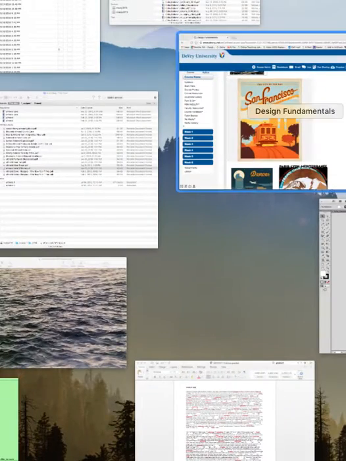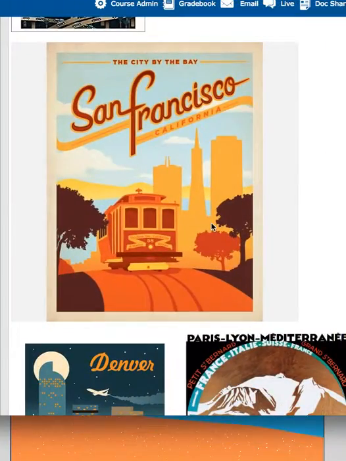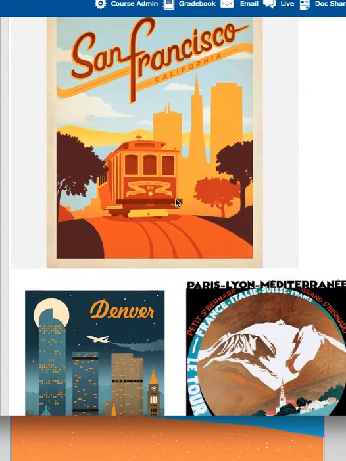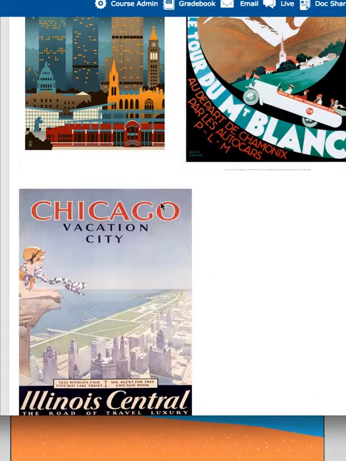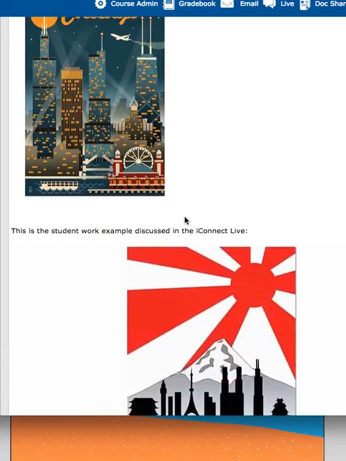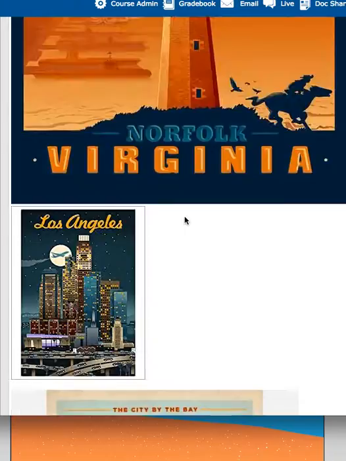I don't know if you've had a chance to look at some of these examples, but see how it says San Francisco, then California underneath. So again, you want it kind of close. You don't want it too far away because it looks kind of unrelated, and you just don't want that big piece of negative space in there either.